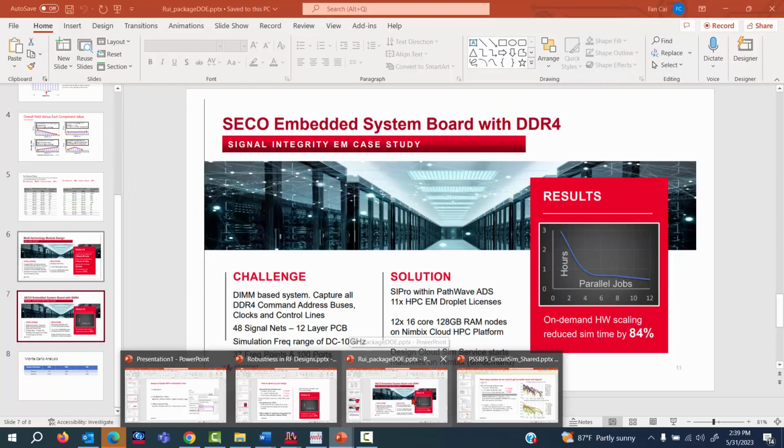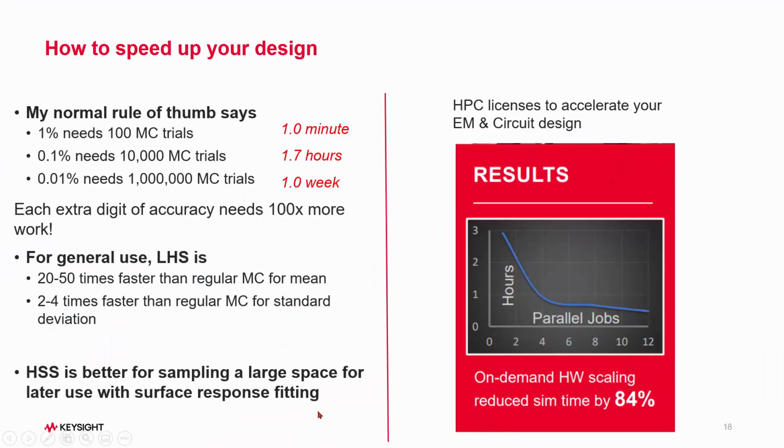Regarding the simulation speed, the normal rule of thumb for Monte Carlo analysis is 1 minute for 100 trials, about 2 hours for 10,000 trials, and so on. So for general usage, using our new LHS sampling method could achieve 20 to 50 times faster than regular Monte Carlo for mean, and 2 to 4 times faster than regular Monte Carlo for standard deviation. HSS is better for sampling a large space for later use with surface response fitting. In addition, if you have HPC licenses, it could do parallel jobs to reduce simulation time by 84%.